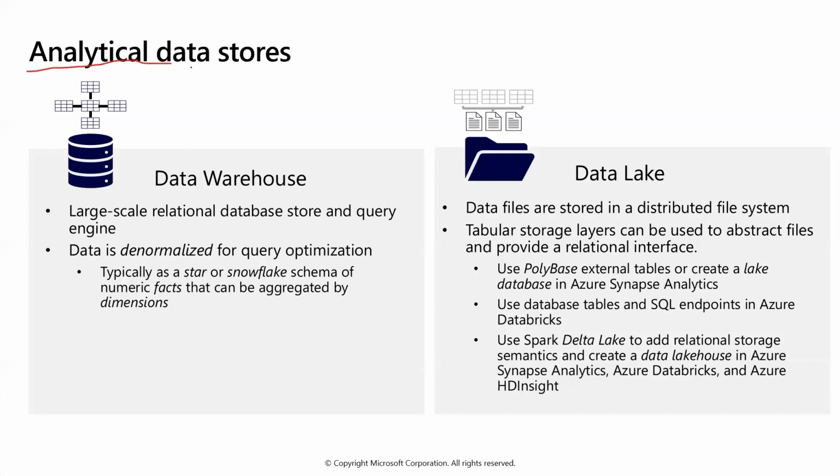When you're looking forward to dump the data in the analytical store, you have to consider this particular scenario when there is a large scale relational database. Data is denormalized for query optimization because it is the last stage after the processing. But when it comes to a data lake, you have a distributed file system. Remember I told you it could be blob storage or it could be an ADLS Gen 2 container. And when you save the data inside the data lake, you have multiple ways of accessing the data from there.